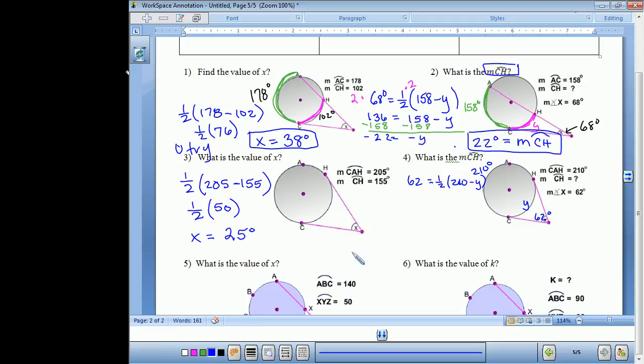So we could either distribute the half, or what can we do to get rid of the fraction? Multiply by 2. So if we multiply by 2, that gives us 124 equals 210 minus Y. And we subtract 210. So that gives us negative 86. And so when we divide by negative 1, Y is 86 degrees, which is the measure of arc CH.